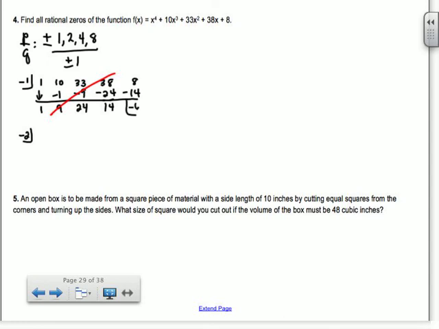So 1, 10, 33, 38, and 8. Okay, so I drop the 1, negative 2 times 1 is negative 2. Add straight down, I get 8. Negative 2 times 8 is negative 16. Add straight down, I get 17. Negative 2 times 17 is negative 34. When I add straight down, I get 4. Negative 2 times 4 is negative 8. When I add straight down, I get 0.